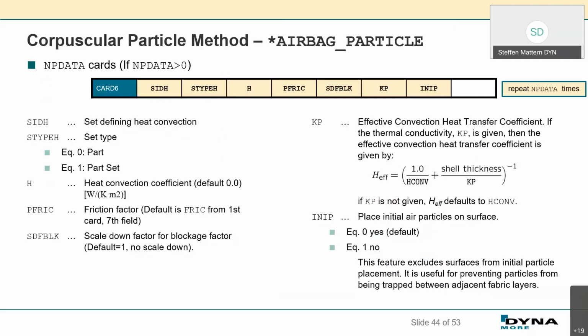Depending on NP data, which was a parameter from card number 1, an additional number of cards are expected here, defining parts or part sets with so-called heat convection properties. This feature is used to take into account energy dissipation, energy from the gas dissipated over the fabric.